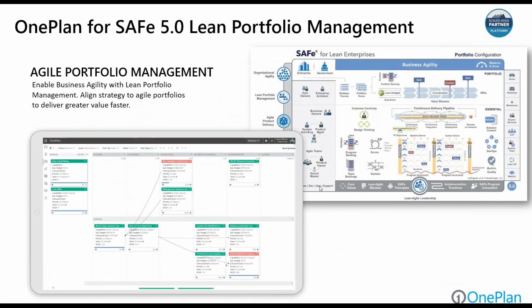So just to focus on the solution specifically, Agile Portfolio Management has been created again from the OnePlan feature set to address Scaled Agile, and this solution is for lean portfolio management. So we're following the Scaled Agile lean portfolio management framework, and you can see that's how we're addressing the capabilities.